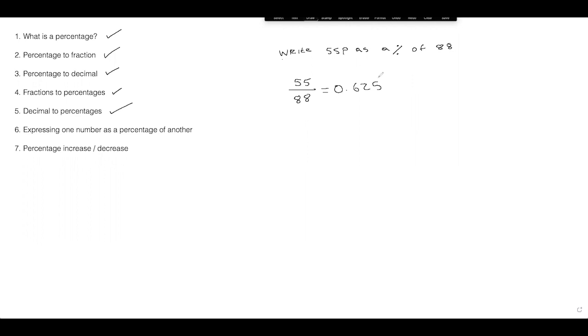All right. And all I've got to do now is what I was doing before. Times it by 100. And that's going to give me, because I'm going to move the decimal point 1, 2 places. So my answer is going to be 62.5. And don't forget your percent.